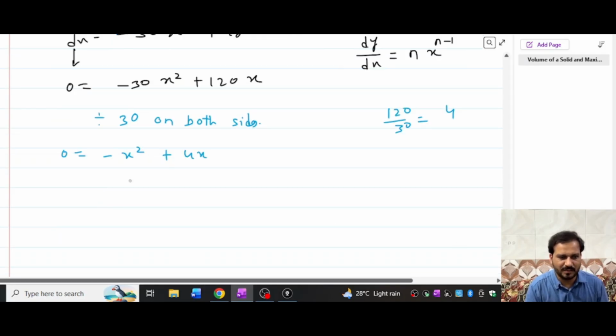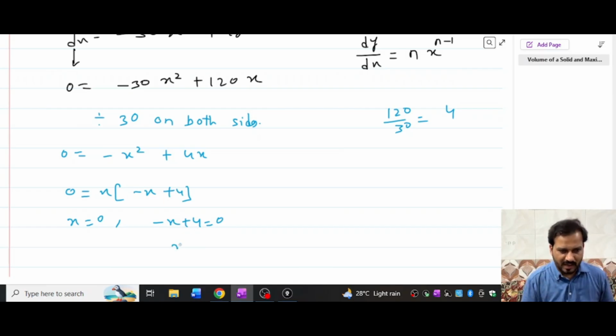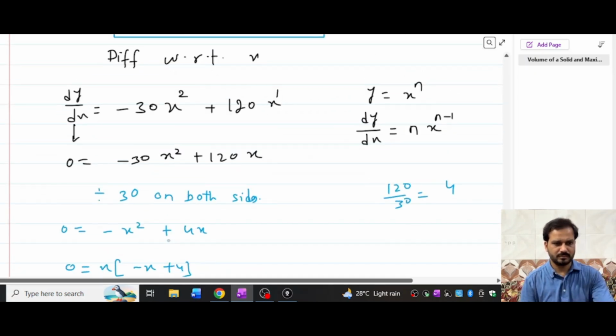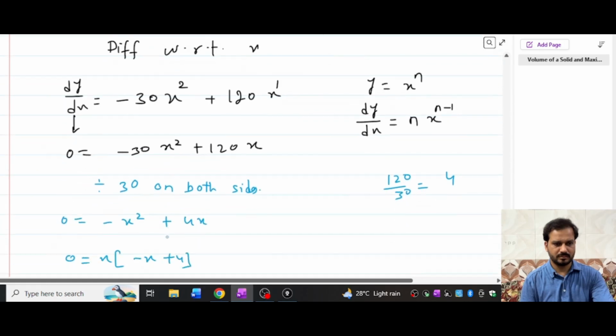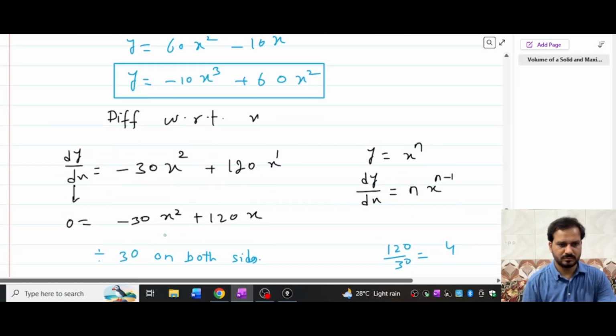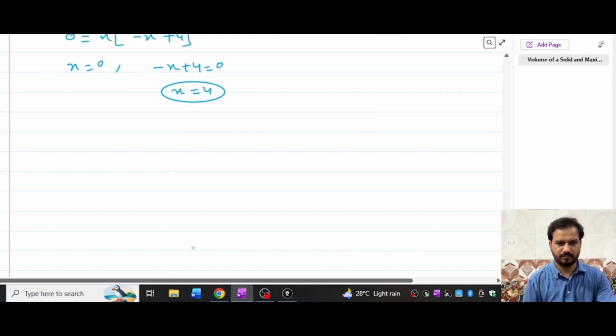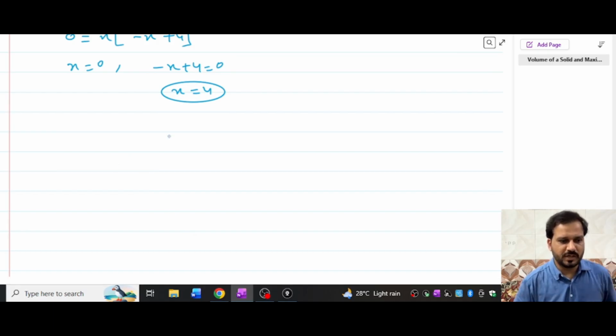Finally, we will take x common from the right hand side. It becomes x times negative x plus 4, and this is equal to 0. Since the product of x and negative x plus 4 is equal to 0, therefore x is equal to 0, and negative x plus 4 is equal to 0. Here it will be x is equal to 4. Now by substituting the value of x equal to 4 in y, we will get the maximum value.